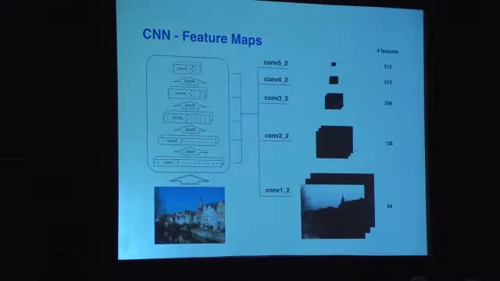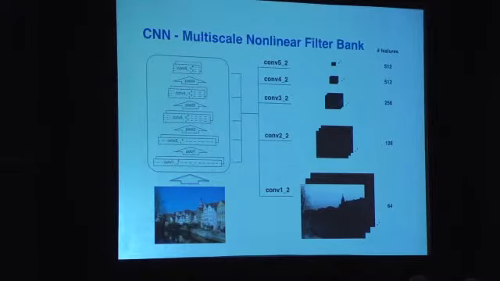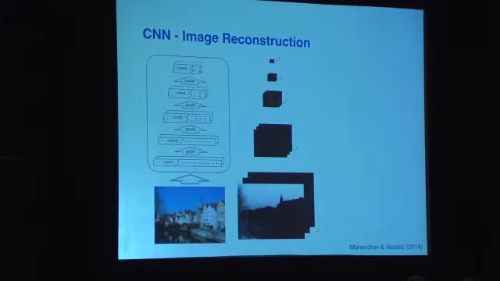We all know that when we show an image to a ConvNet, the information about that image is represented in the different layers of the network in terms of the feature maps. Each feature map is just a filtered version of the input image. So for the purpose of this talk, you can think of a CNN just as a multi-scale nonlinear filter bank.